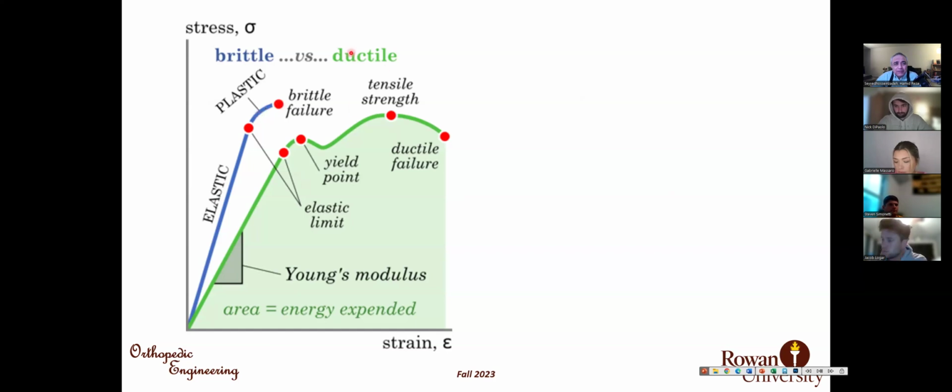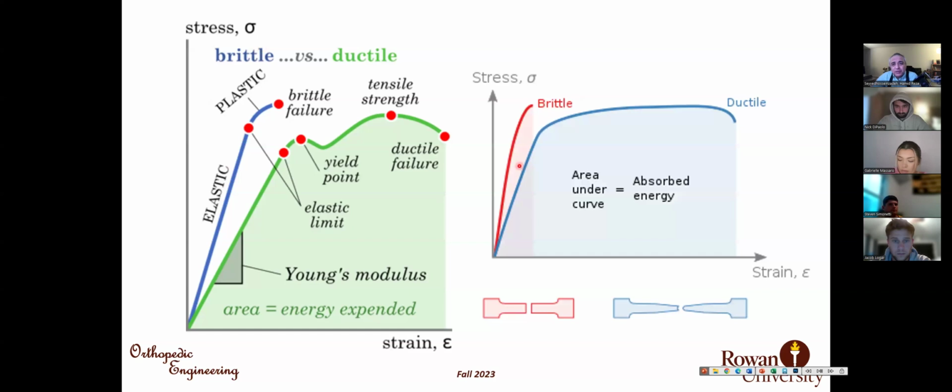But ductile material has a large plastic region. It undergoes a lot of plastic deformation and necking, and then fails. The failure is not sudden. So this is the difference between brittle and ductile material.